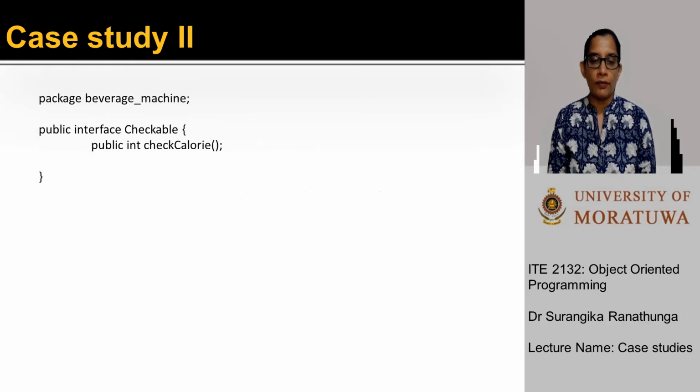It is also mentioned that we have to check the calories only for tea and coffee. So similar to our previous case study, we should make sure we omit the water cups from this check calorie method. Because of that, in order to group the cups that contain calories, we introduce the interface checkable.